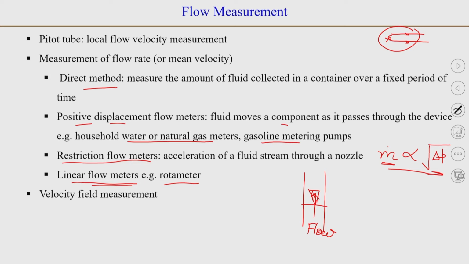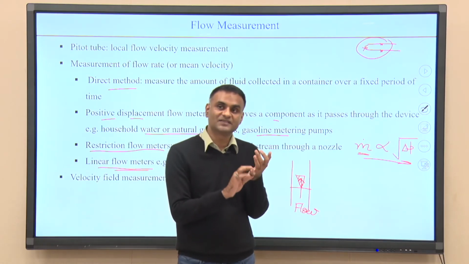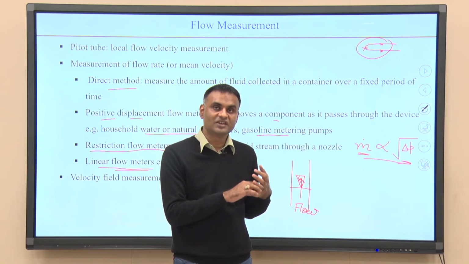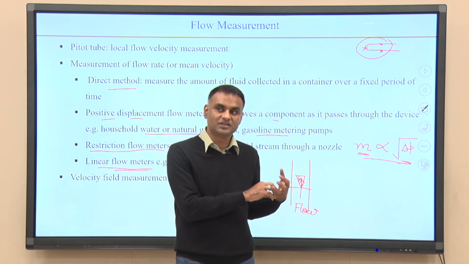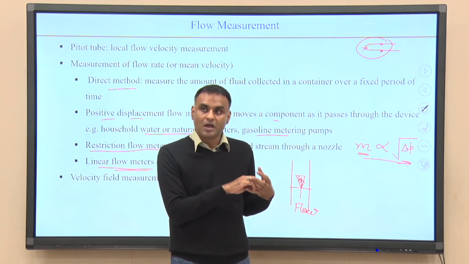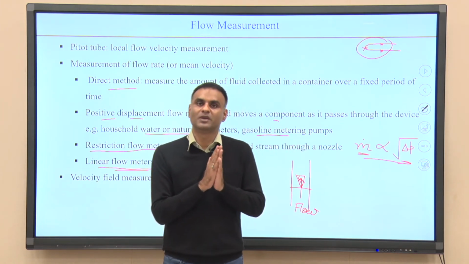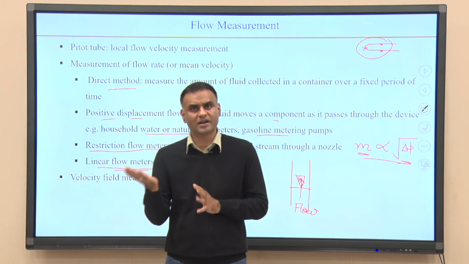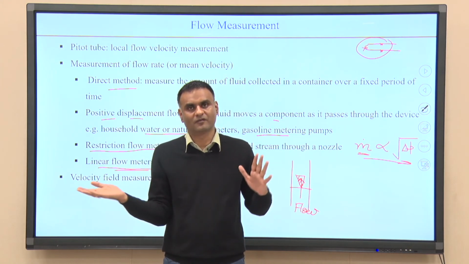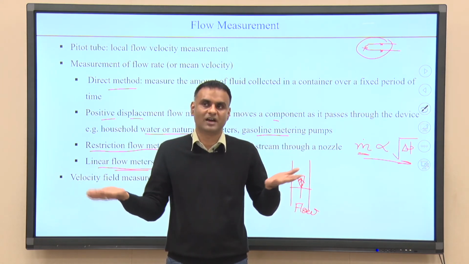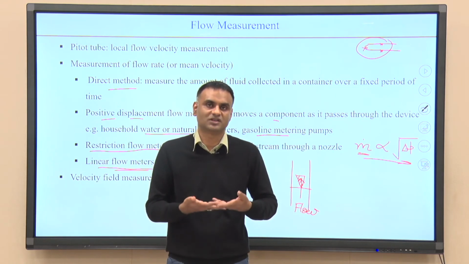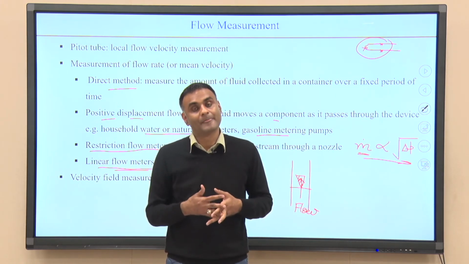Now, when we talk about flow measurements, we said that the pitot tube gives us the local velocity. Using these flow meters, we will be able to measure flow rate, volumetric flow rate, or mass flow rate. For an incompressible flow, they are related by density, which is a constant. So, you can measure either.